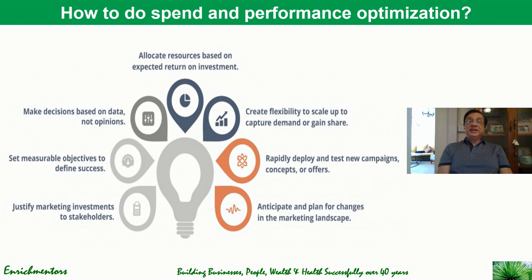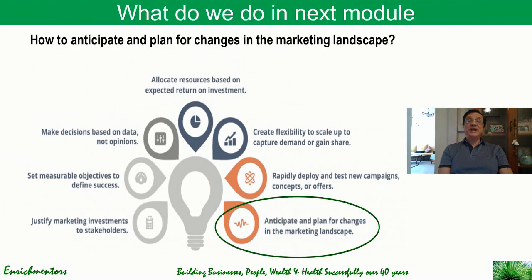Having looked at an overview of how to plan the optimization of spend and performance, what do we do next? We get into detail of each of these steps in the next lecture, and we start by looking at how to anticipate and plan for changes in marketing landscapes.